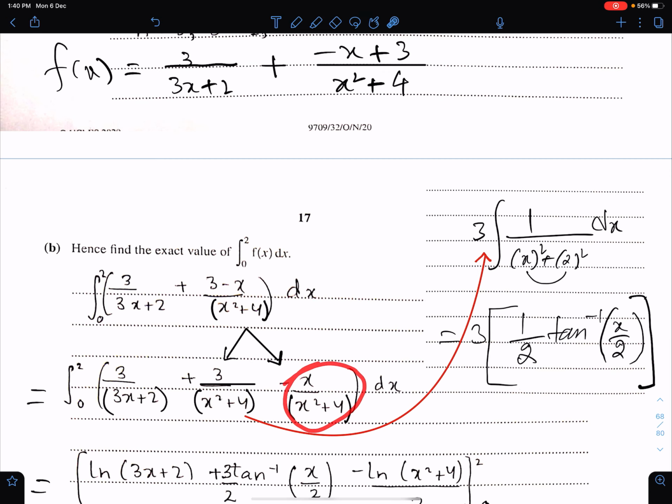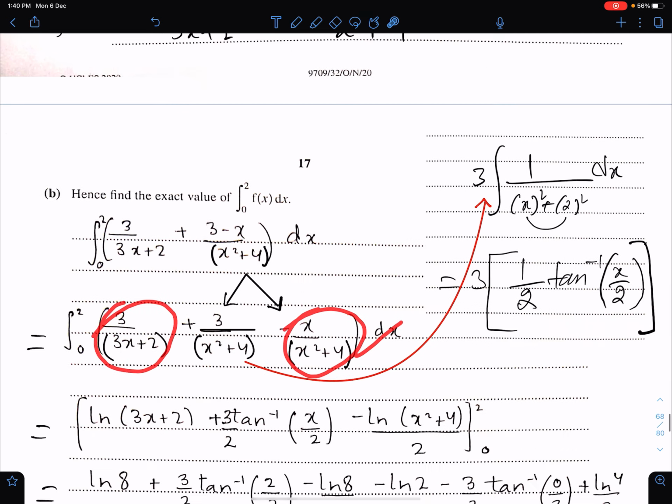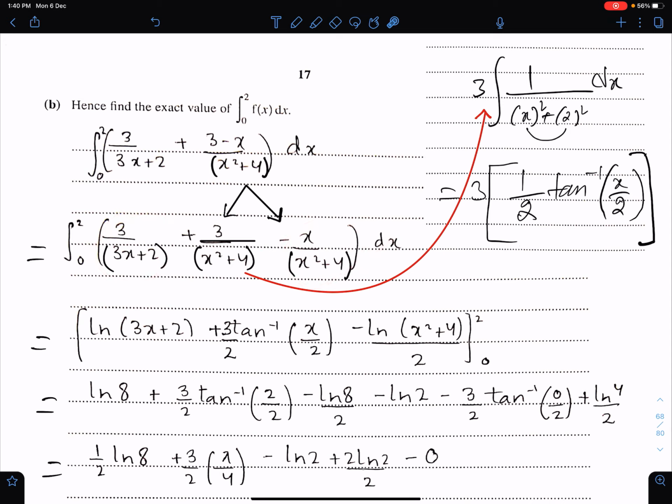And you can use basic formula 2 here and here. The differential of this is 3, so just use ln 3x plus 2 here. We already have done this here. And according to basic formula 2, this will be ln x square plus 4 upon 2 because 2 is missing in this differential.